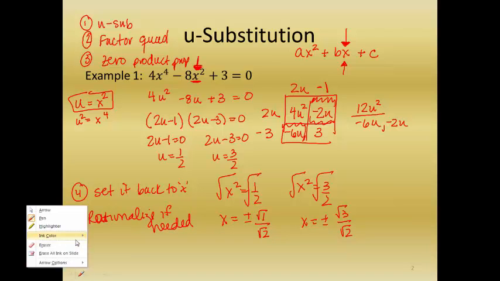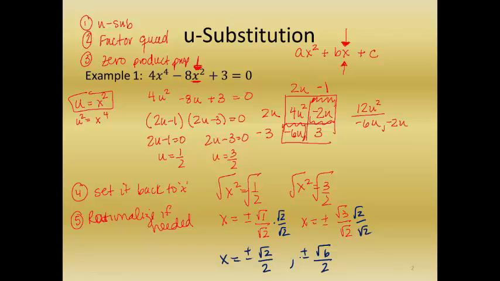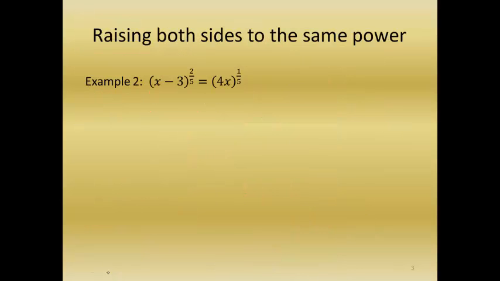So to rationalize these, I'm going to multiply by root 2 over root 2, and I get plus or minus the square root of 2 over positive 2, and here you get plus or minus the square root of 6 over 2. So these are your solutions for x, and there are 4 of them because you have plus or minus on both sets. Okay, we're going to try that again, so don't worry, we're going to get another one. Okay, this one, however, is a different strategy.